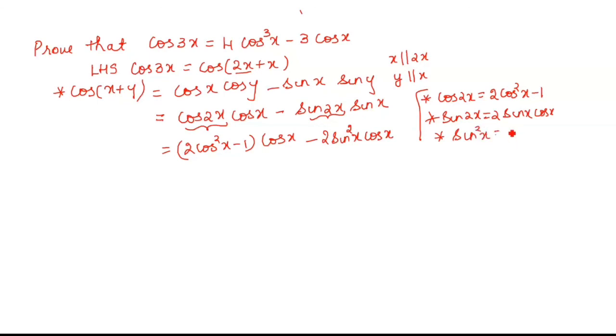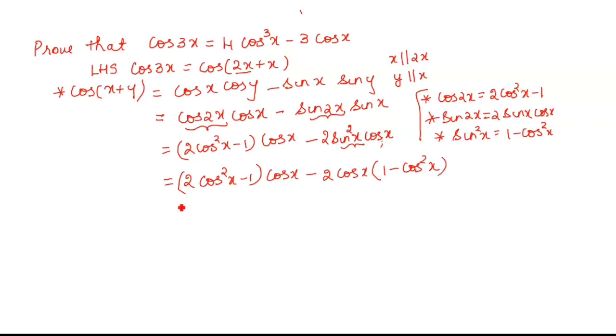Sin square x I can write as 1 minus cos square x, because I want all the terms in terms of cos. That's why. So I'm going to substitute for sin square x as 1 minus cos square x, and open the bracket, you will reach the answer. So here, then we will write it as it is. So 2 cos square x minus 1 into cos x minus 2, write this cos x, okay? So write that cos x into bracket. What is the bracket now? 1 minus cos square x. Okay. So now open the bracket.